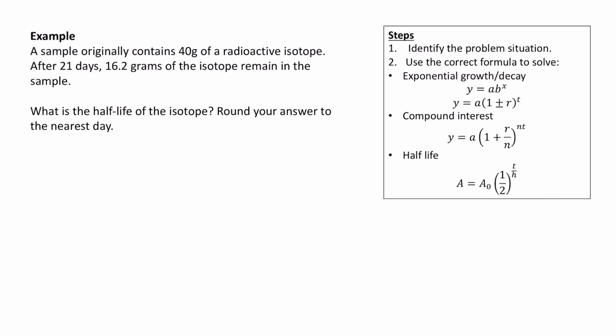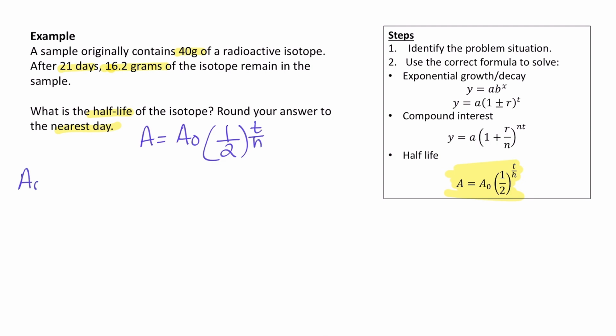So in this problem, it says that a sample originally contains 40 grams of a radioactive isotope. After 21 days, 16.2 grams of the isotope remain in the sample. What is the half-life? And round your answer to the nearest day. So for half-life, we're always going to be using this formula right here. So we have A equals A naught times 1/2 to the T over H. So let's plug in what we have.